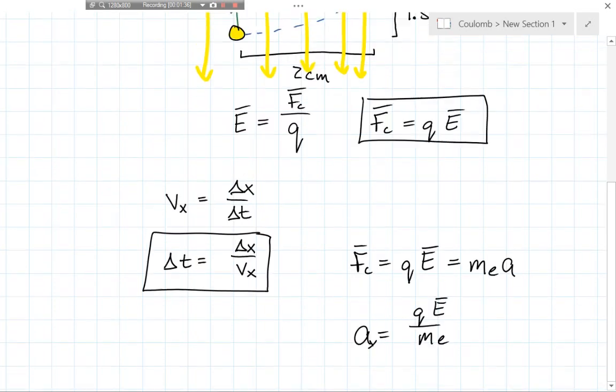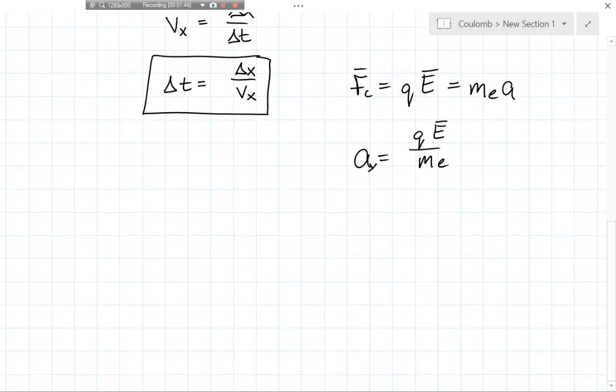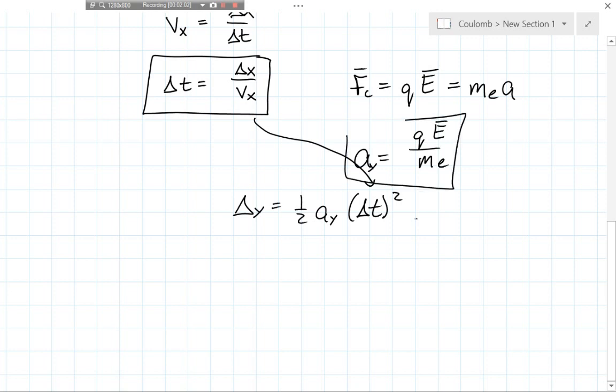Now because the electron is initially traveling in the x direction, it initially has no velocity in the y direction. So the displacement in the y direction will be given by 1/2 ay delta t squared. We don't have to worry about the other term because it'll be 0, because the electron was only moving in the x direction initially. So I have a formula for delta t, I have a formula for the acceleration, and so I can actually plug all this in.